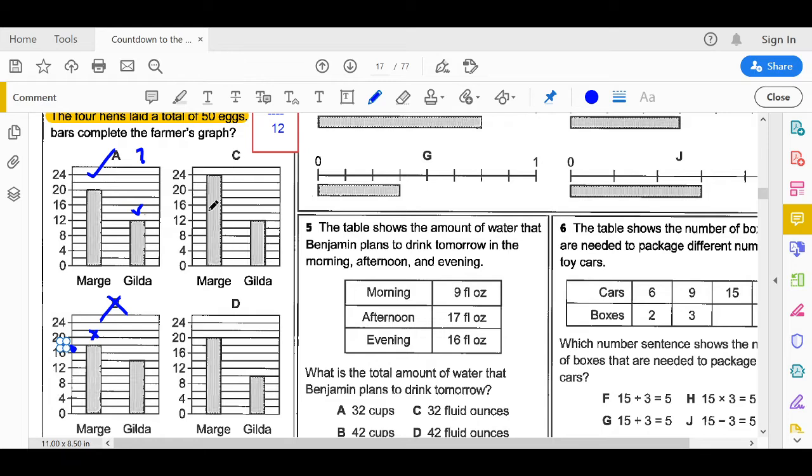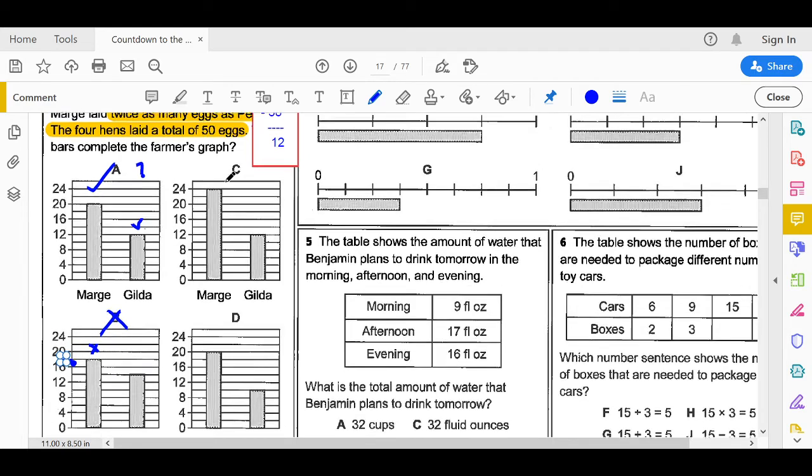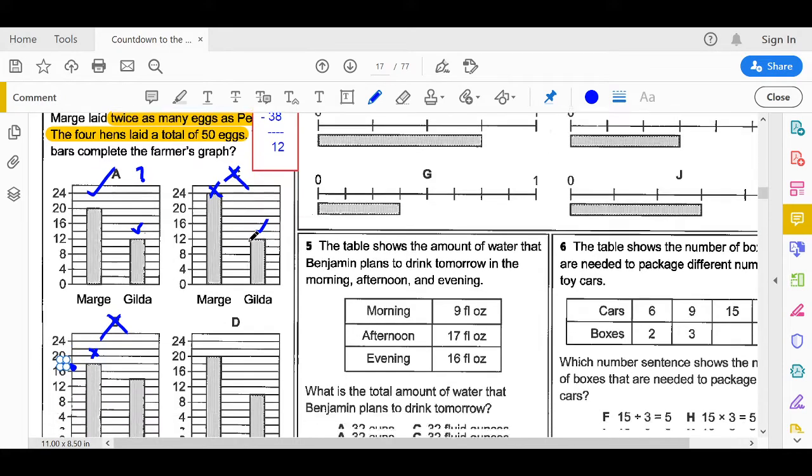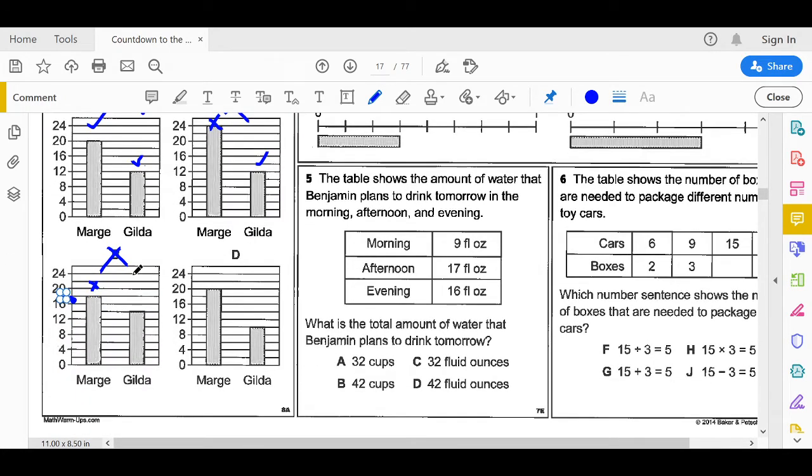Letter C, March has 24. That's way too many. Remember, we only need 20. So this one is not correct. And Gilda has 12, which is correct, but this one is not, so I can cross it out already. Letter C is not a good option. And I go to letter D. March has 20, that's correct. But Gilda only has 10, which is 1 line above the number 8. So this one won't be correct either. I cross out letter D, and amigos, we have found the answer.